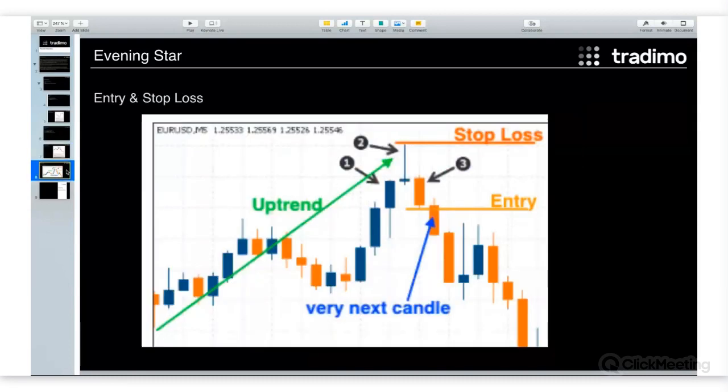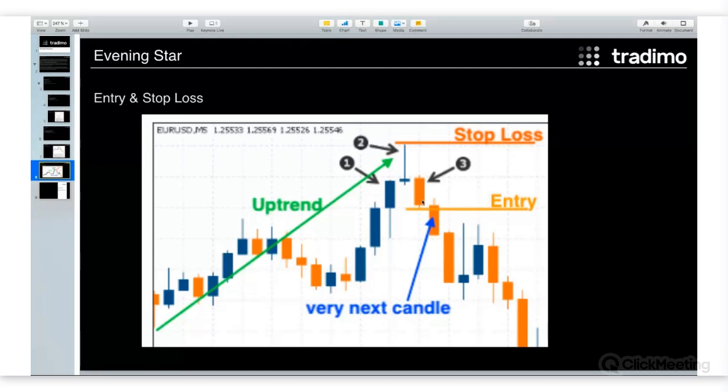Okay, now maybe the best and very important thing, sorry for the bad resolution here, but it should be very clear what I want to show you. You have here a very clear uptrend, marked with the green arrow. Then we have the bullish candle, the doji, and the bearish candle. But now the question is, where should I enter the trade?